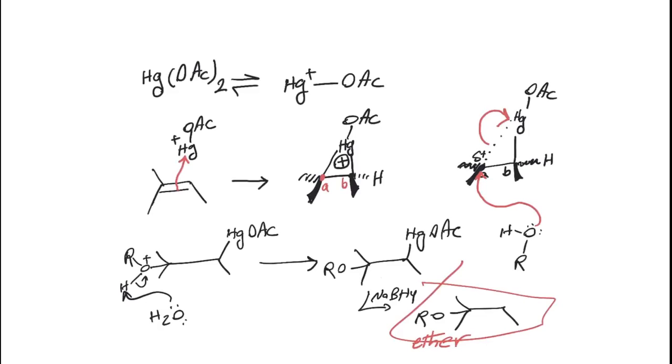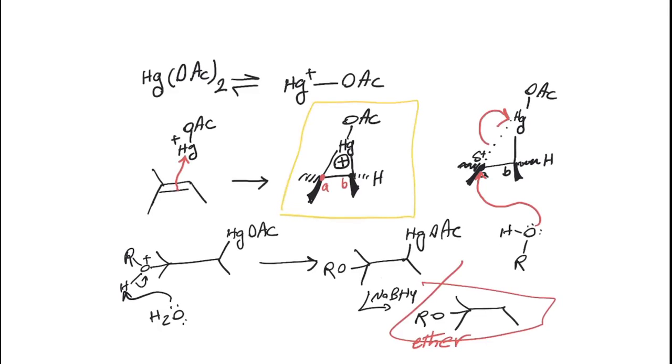Can you re-explain what you mean by anti-addition? Because it's not anti-Markovnikov. Hydrogen and OH will add to opposite sides of the double bond because of this intermediate. This is what I mean. Okay, I just wanted to make sure I was on the right page with you.